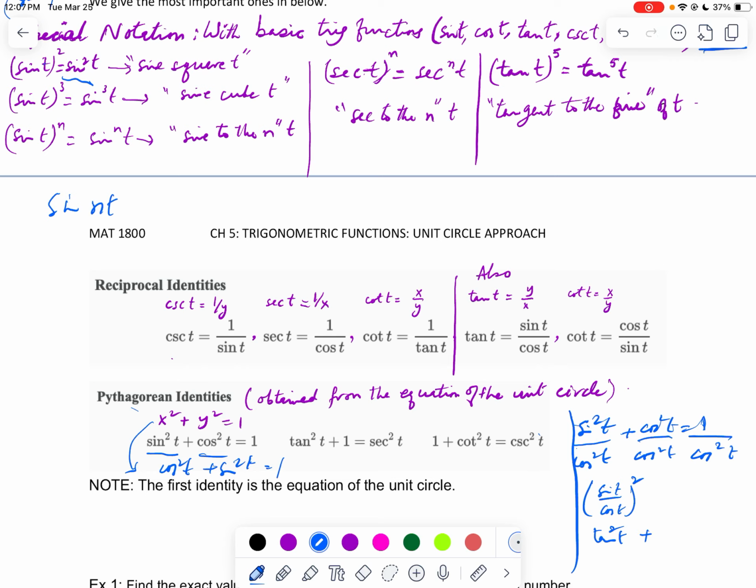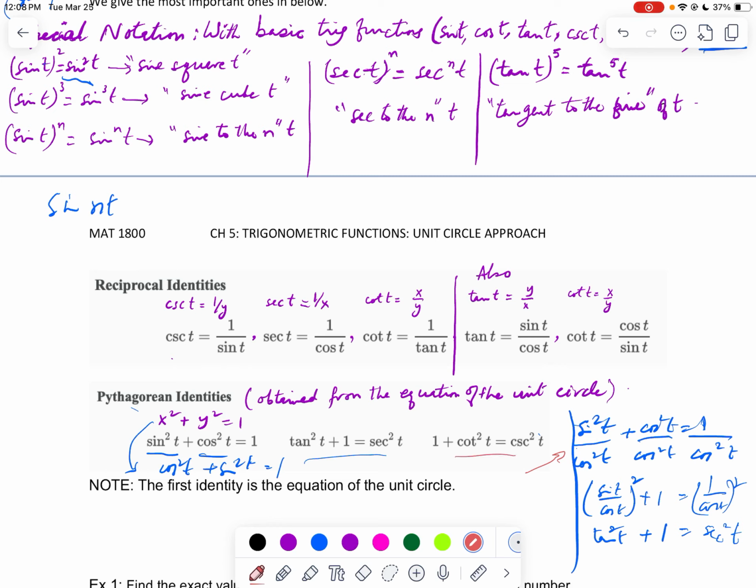Plus, now the next term is 1. You can think of that as 1 over cosine of t whole squared. And 1 over cosine is secant. So secant of t whole square, or secant square t. So you get the second Pythagorean identity. And now if instead of cosine square t we divide by sine square t in this step, then we will get this third identity.